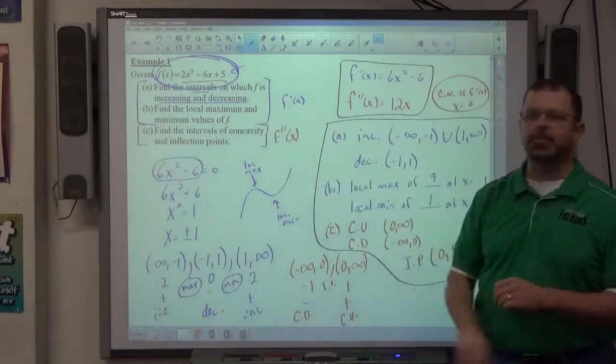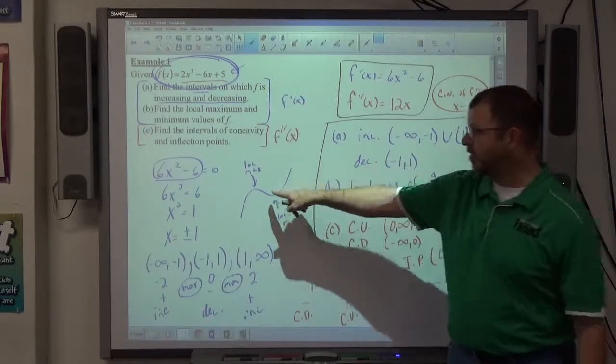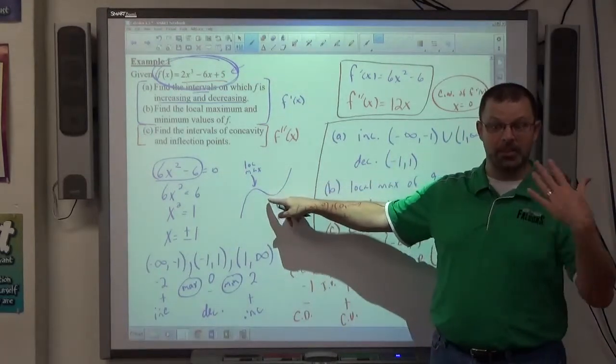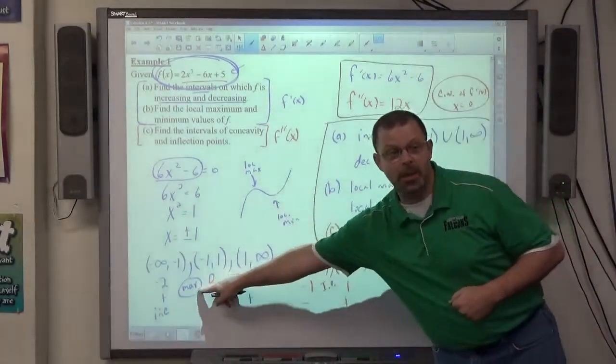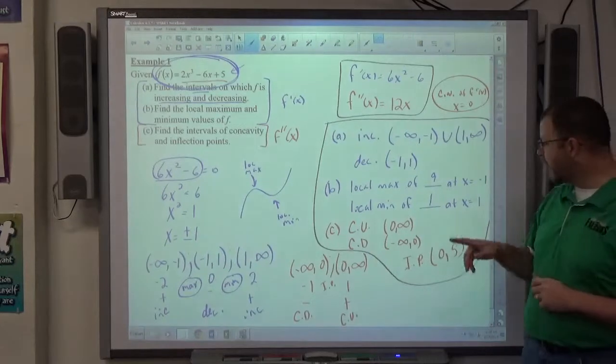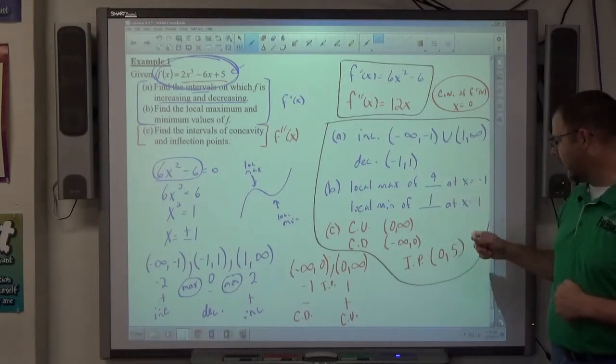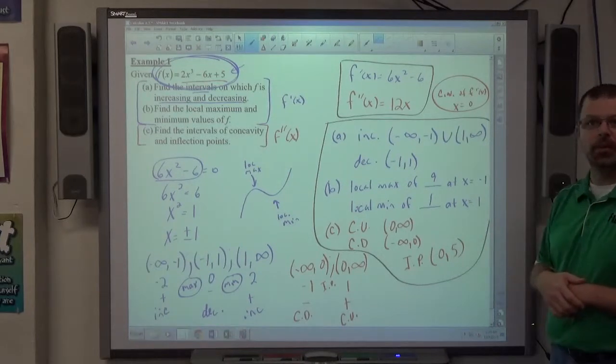I found everything they asked me to find without using a graph. I used a sketch to get a visual of this, but again, I can do that without a sketch. Increase to decrease is a maximum, decrease to increase is a minimum. Okay? I figured out 3 specific points on this graph. Negative 1, 9, 1, 1, and 0, 5 are 3 points on the graph, right?